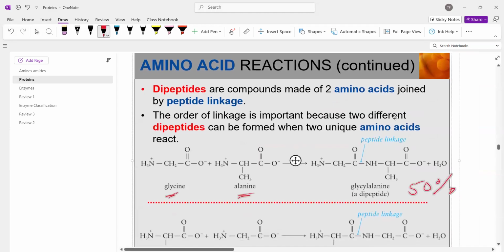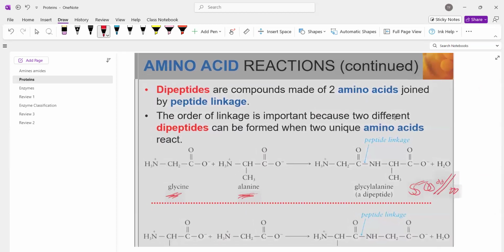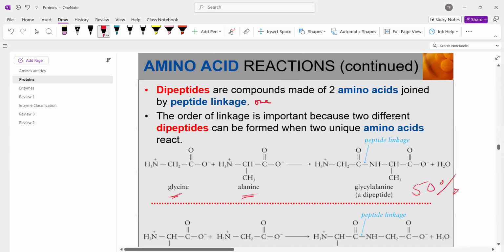A dipeptide has two amino acids with one amide bond, not two. So it's N minus one. Four amino acids means there are three amide bonds.